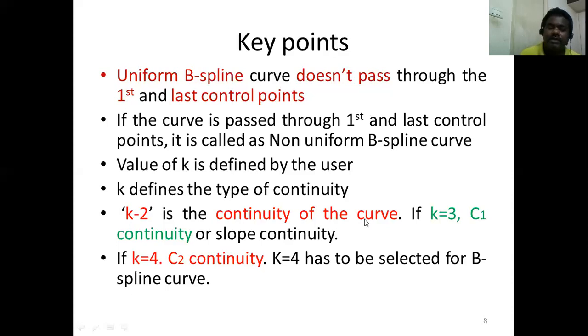If you have chosen three control points influencing a particular segment of a curve, it will have C1 continuity. What is C1? Slope continuity or velocity continuity. If K is equal to 4, you can have C2 continuity, since the expression is given by K minus 2. 4 minus 2 will be 2. C2 continuity or acceleration continuity is possible in this case.